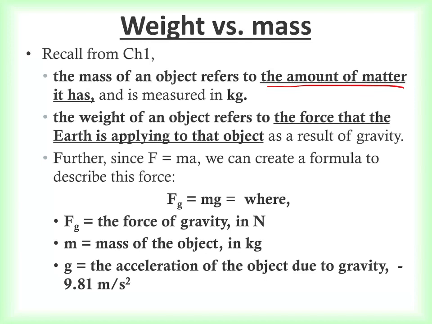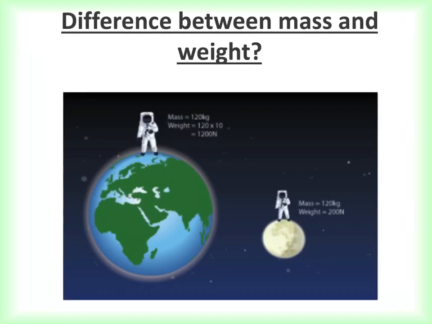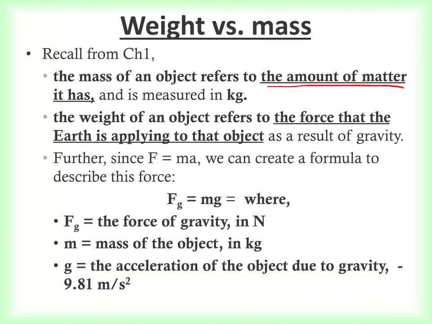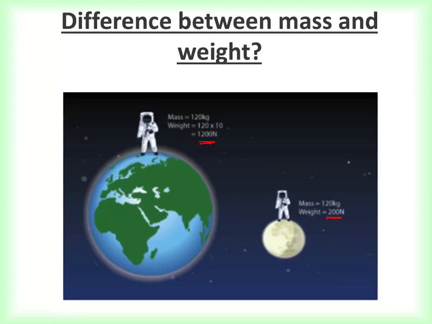And of course, the weight is really just the force that the Earth is applying to that object. So therefore, your weight on the moon will be a lot less than your weight on Earth because there's not as much gravity on the moon. Okay? So we actually have an equation here that we can create because we know that force is equal to mass times acceleration. Okay? But what's the acceleration due to gravity on Earth? We know, we just learned that.